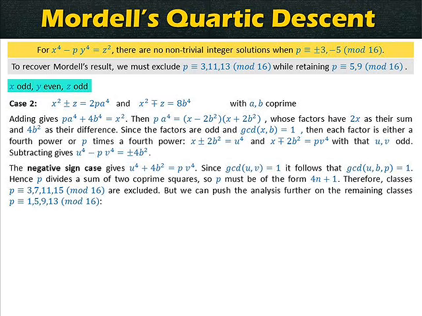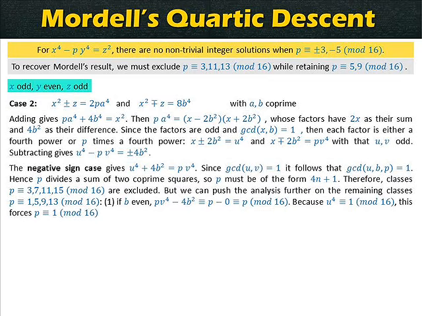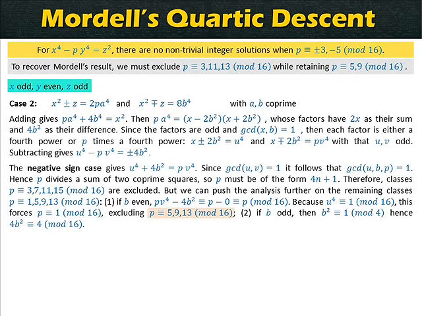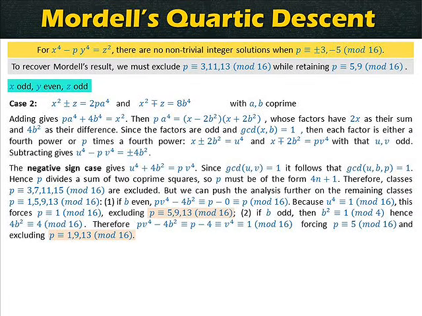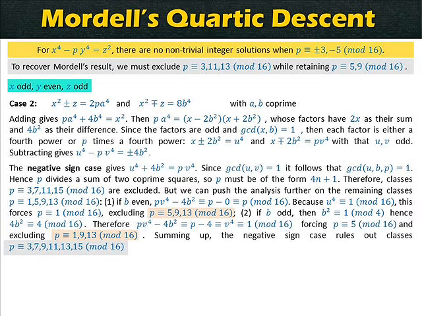But we can push the analysis further on the remaining classes 1, 5, 9, and 13. If b is even, this forces p to be congruent to 1 modulo 16, excluding classes 5, 9, and 13. If b is odd, this forces p to be congruent to 5 modulo 16, excluding classes 1, 5, and 13. Summing up, the negative sign case rules out classes 3, 7, 9, 11, 13, and 15, while remaining available classes 1 and 5 according to parity.